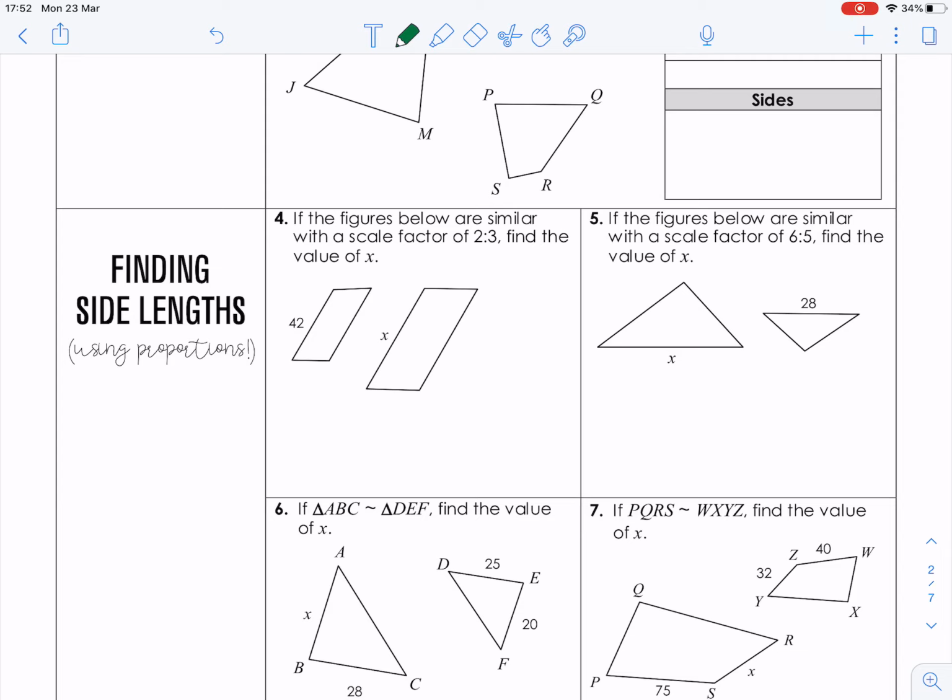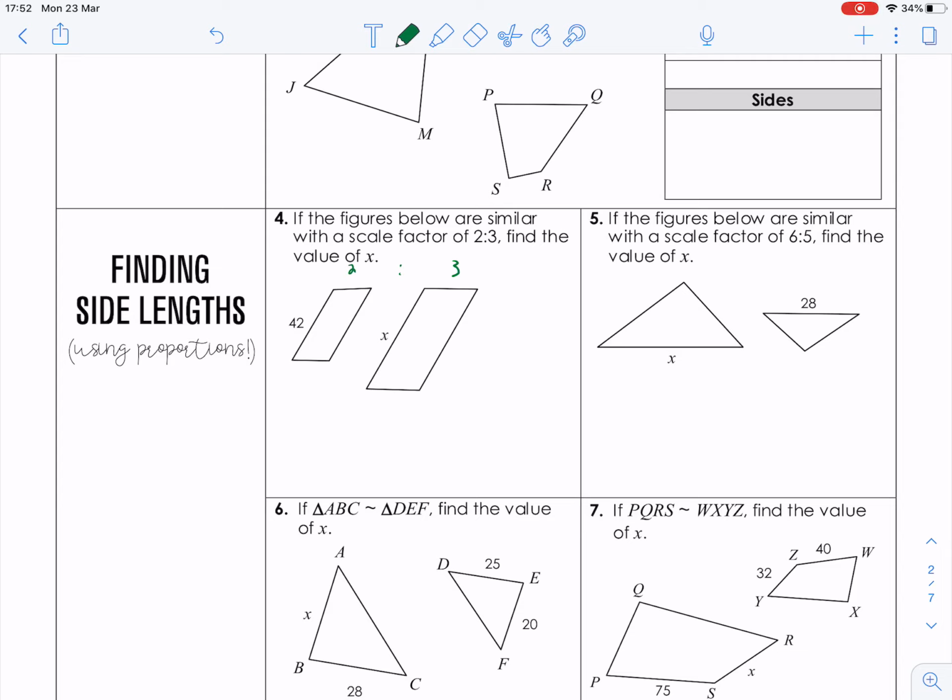If the figures below are similar with a scale factor of 2 to 3, find the value of x. So we're assuming this one's going to be the 2 and this one's going to be the 3. So if that is 42, what is x? We set it up. Which is our image? Doesn't matter which is on top in this case. We just got to make them consistent.